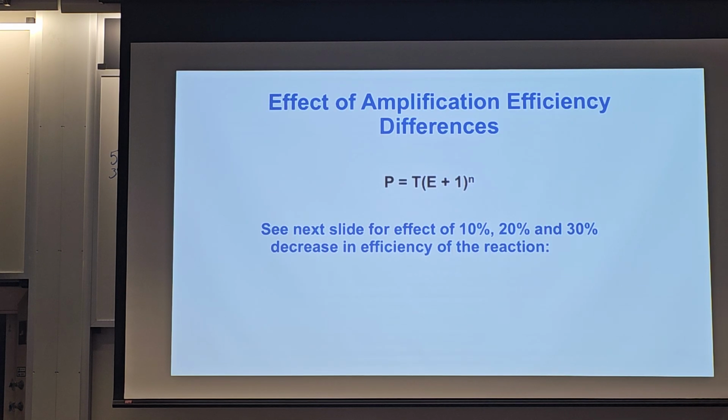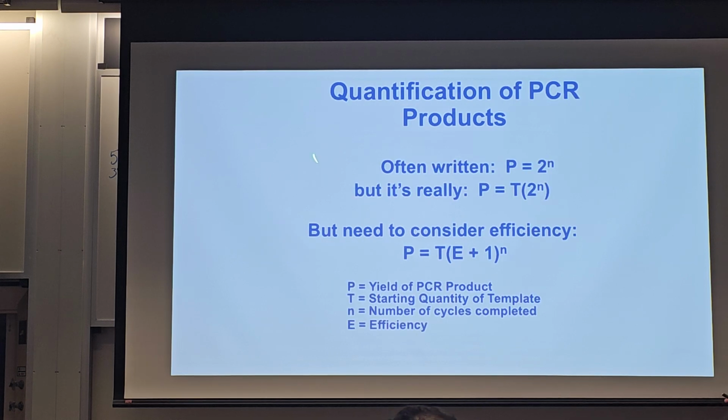So let me go back to here. If we are using the early cycles, we can forget the efficiency, and we can just use this formula, where we solve for T, which was our starting quantity of template, right? If we solve for T here, and we know the amount of product we have, then we can get our starting quantity. So the instrument does this for you. You don't actually have to do the math yourself.